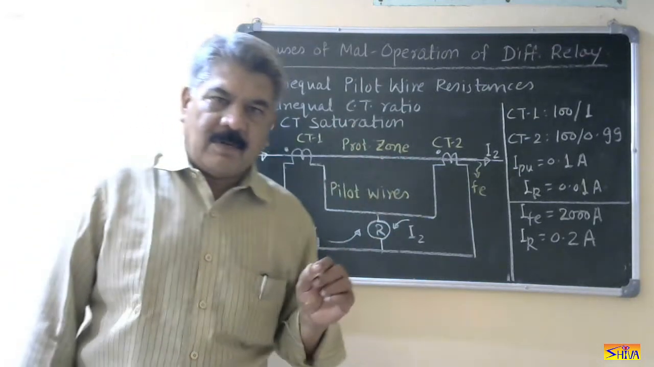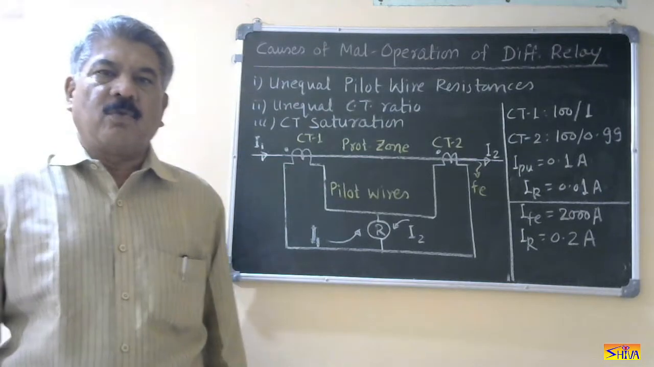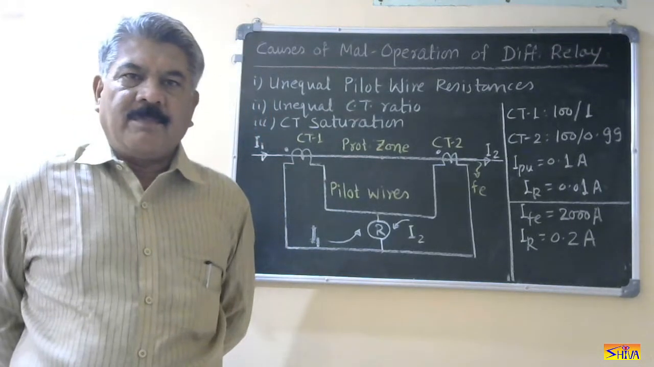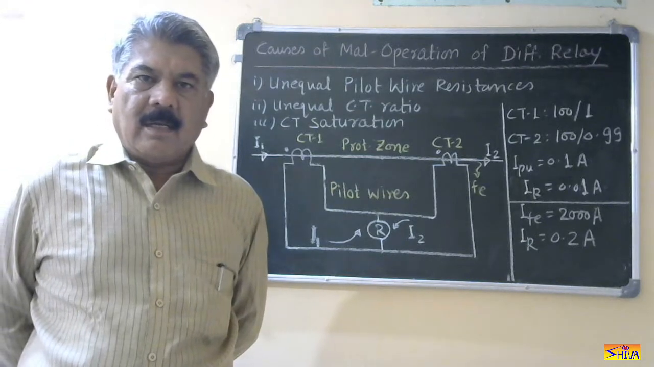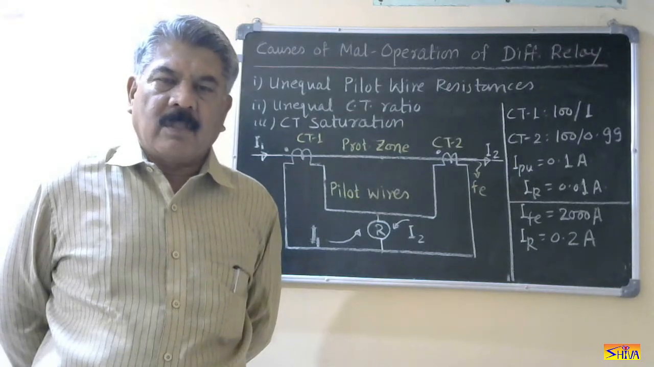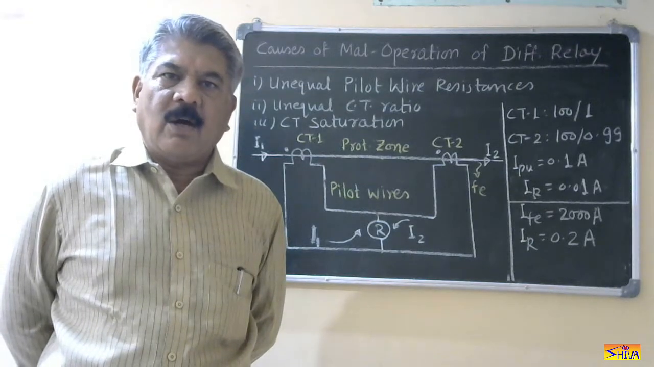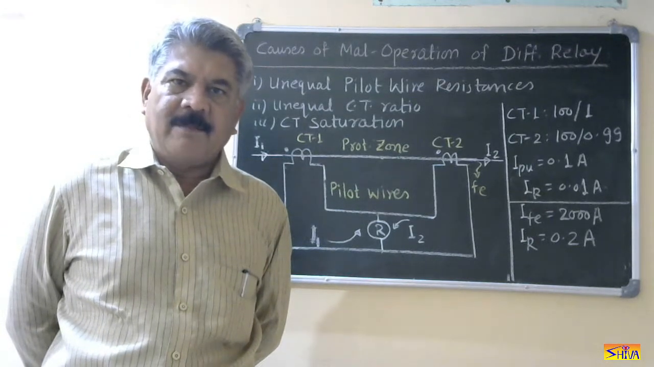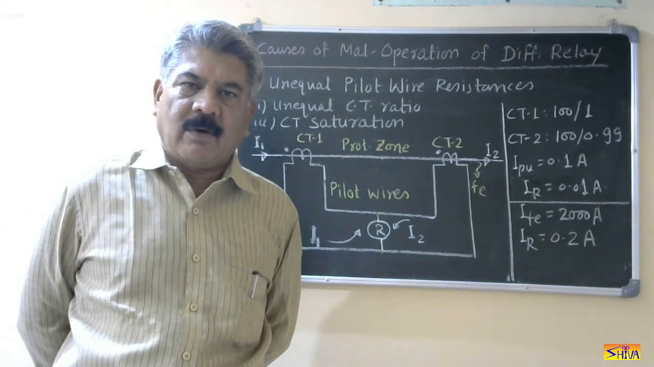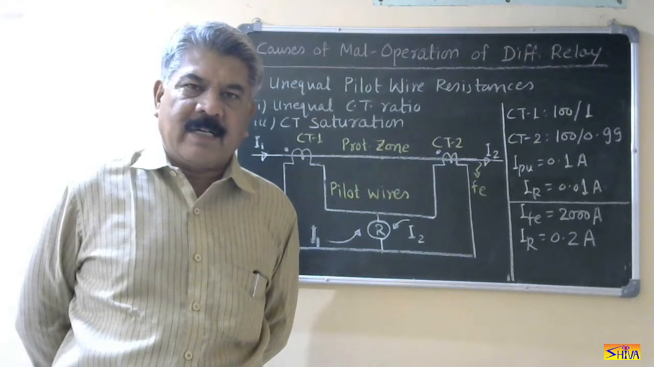Here I will define one important term, that is true fault stability. It is the ability of the differential relay to remain inoperative for the true faults, to remain stable for the true faults. So when the relay operates for a true fault, we say that the relay has lost the true fault stability. Means it is operating for a fault outside the protected zone.